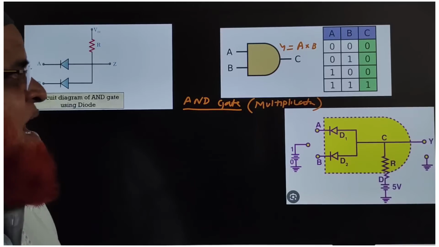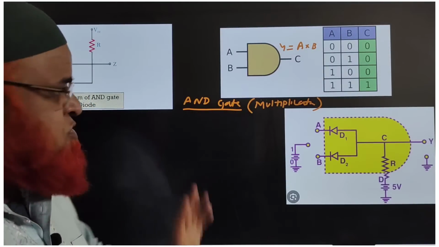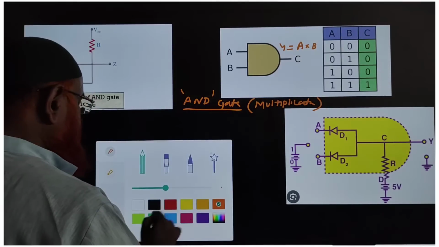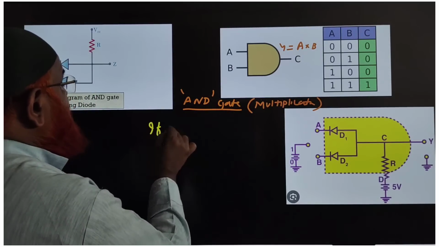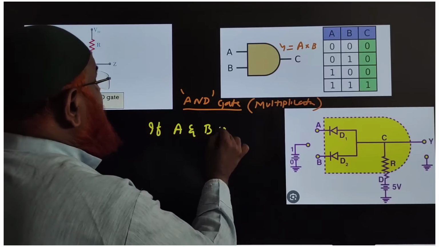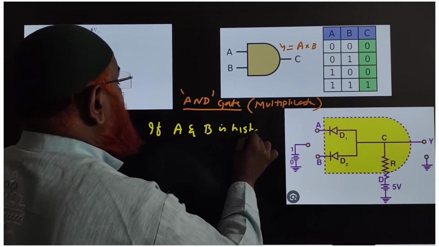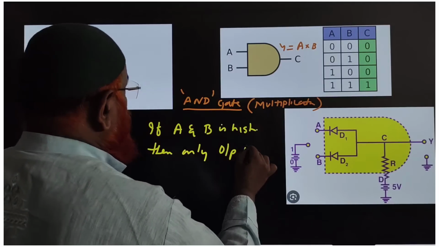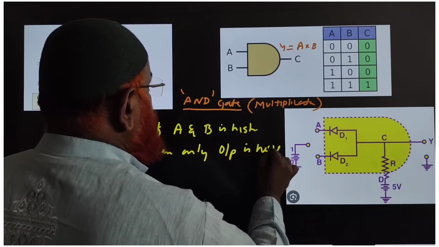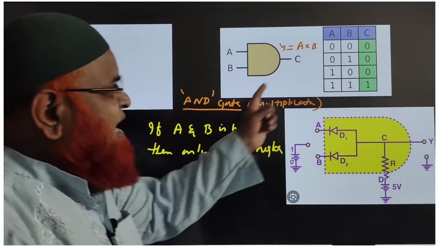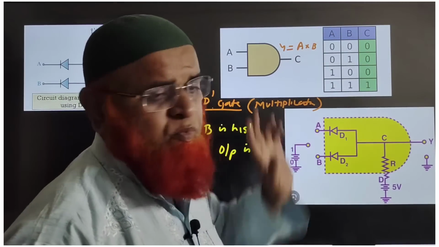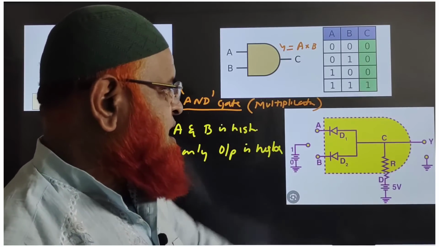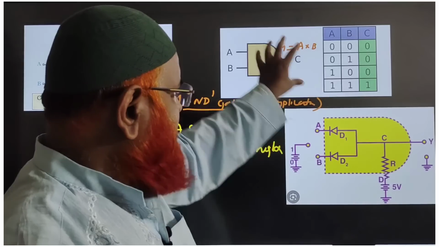So this is going to be the AND gate, and here what is the meaning of AND gate? The name itself says that if A and B are high, then only the output is high. Okay. So A and B both high, then only the output is high. So this is said to be the symbol of an AND gate.